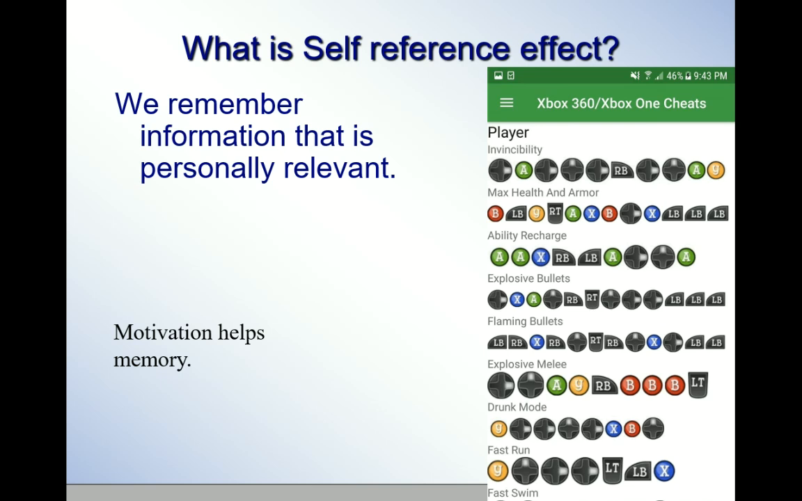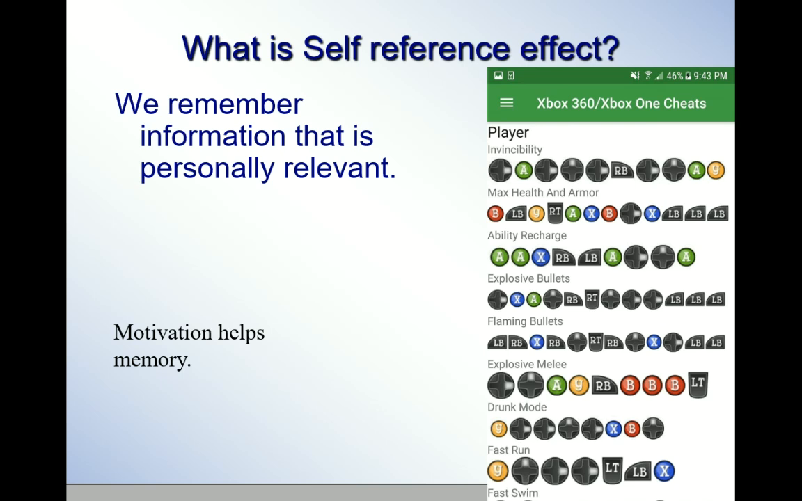Okay, self-reference effect. Here's something that we all know to be true. If we like a class, it's easier to remember. If we can make a class personally relevant to us, if we find information in a class to be personally relevant, then it's easier for us to remember. So let's say I'm teaching mental illness, and since your mom is bipolar, then it's easier to remember what I teach you about something like that. Okay, I'm just making that up.